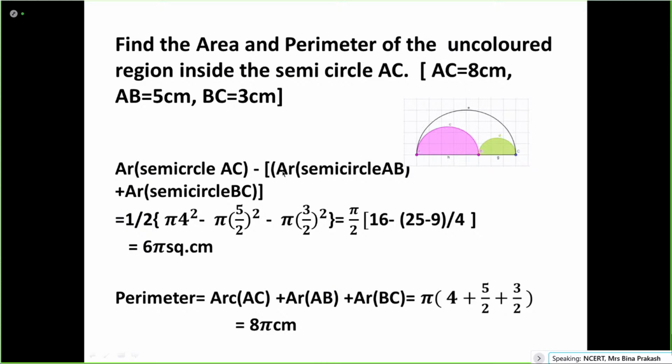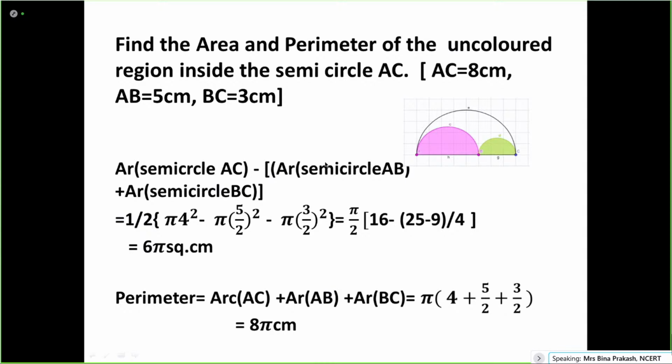Area of semicircle AC, that is ये बड़ा वाला semicircle. अच्छा, अब बड़ा वाला semicircle, again AC is 8 centimeter. That means the bigger semicircle has diameter 8 centimeter. ये AC 8 centimeter मतलब इसका diameter है 8 centimeter. So what will its radius be? 4.